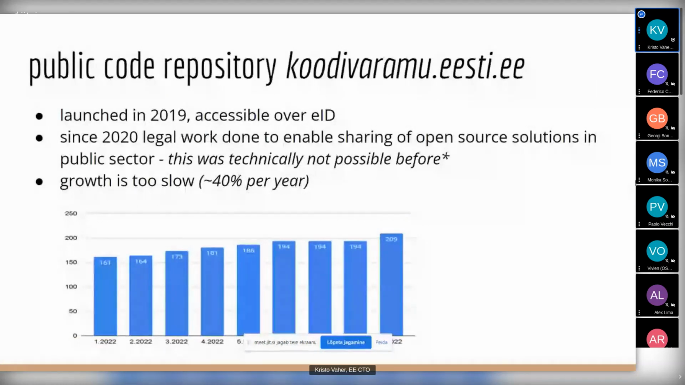The public code repository koodivaramu.eesti.ee was launched in 2019. It's accessible over our electronic identity, which means the electronic plastic identity card that we have, and everybody that has it has access to this. So you don't need to create a new account.